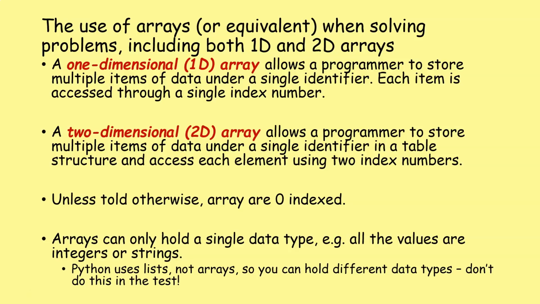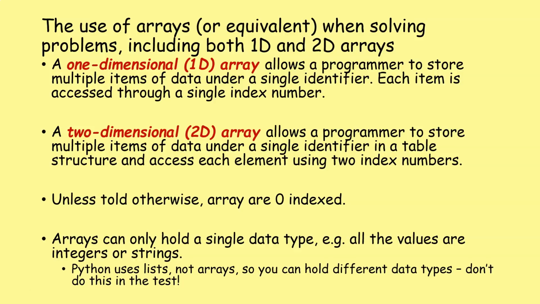Unless you're told otherwise in the question, assume that arrays are zero indexed. The first item in the array is position 0. But never trust the exam board, always double check, they'll give you an example. Is that first value a 0 or a 1? Because that will change a lot of your answers.